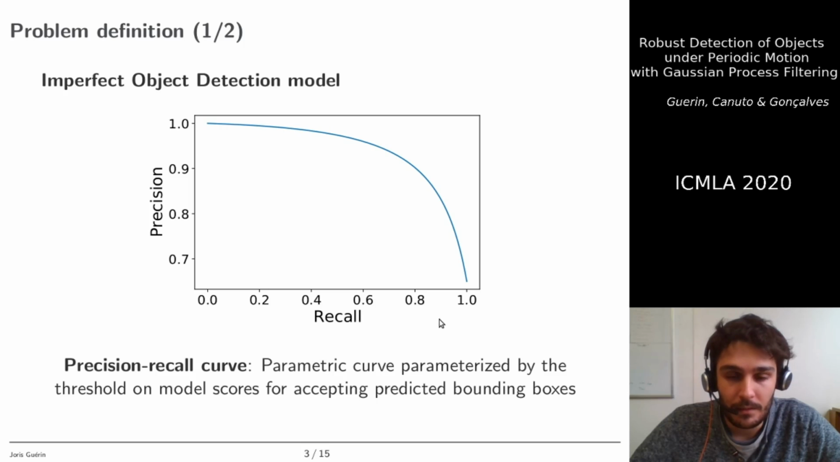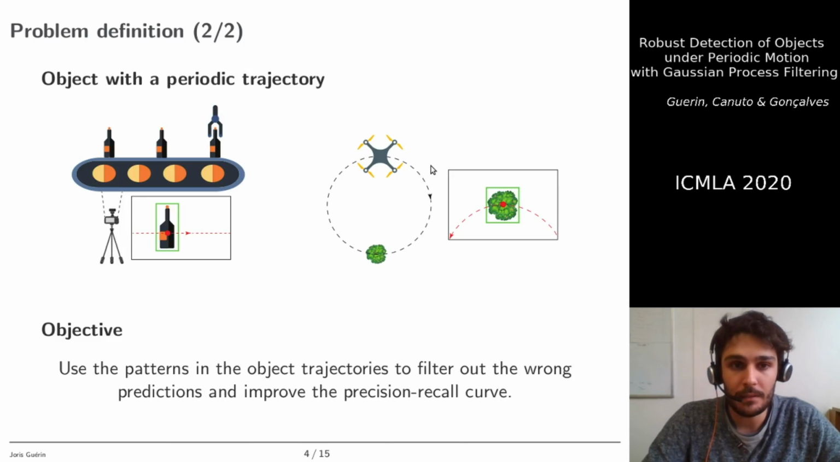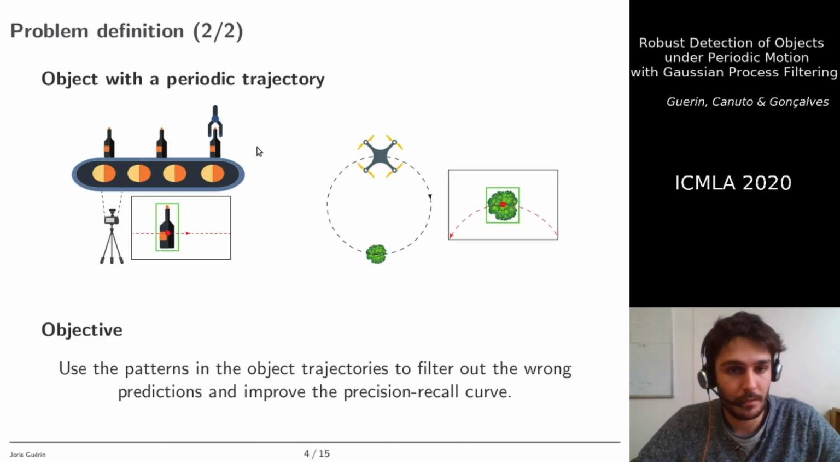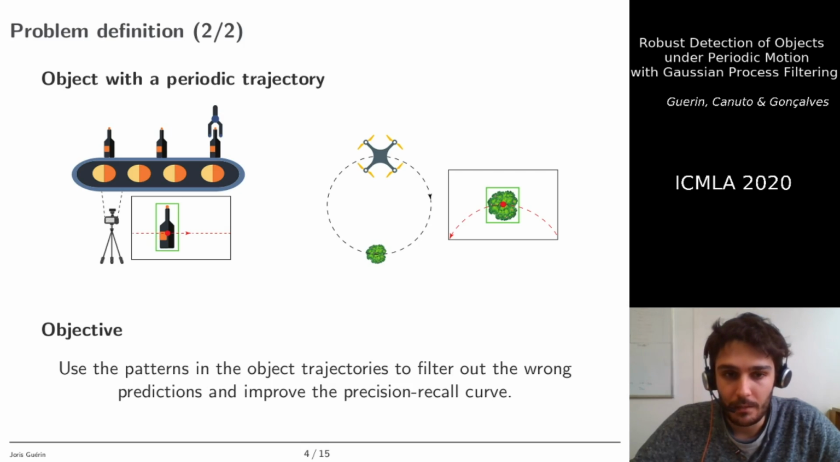So what we want to do here is build a filtering method that improves this curve, so basically having a curve above the blue one. To do this, we'll use some specificities of the problem. The problem that we want to study is the one where the objects to detect have periodic trajectories. Let's take this example of the production line, which is one use case for this method, where basically all my objects have to follow this line, and then they go out of the video, and then another object comes in and follows the same line with a given period. That's what we want to leverage to improve the predictions.